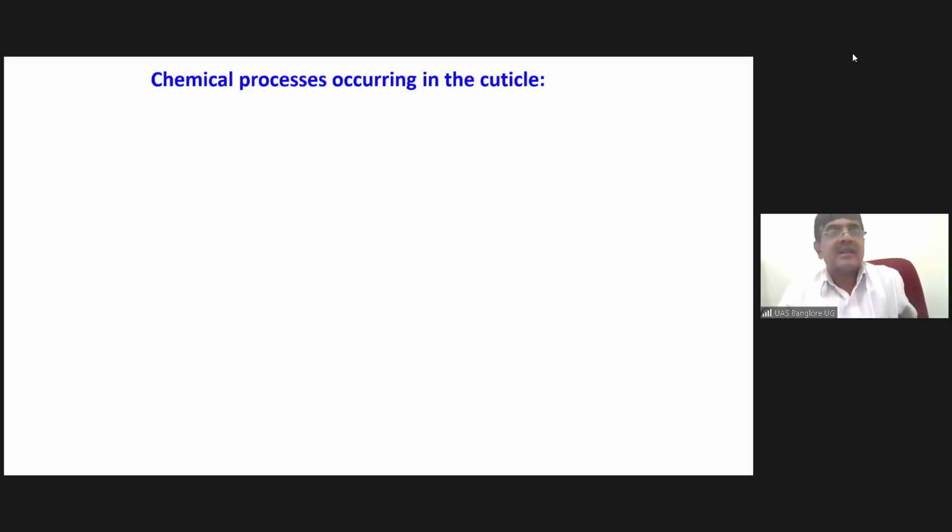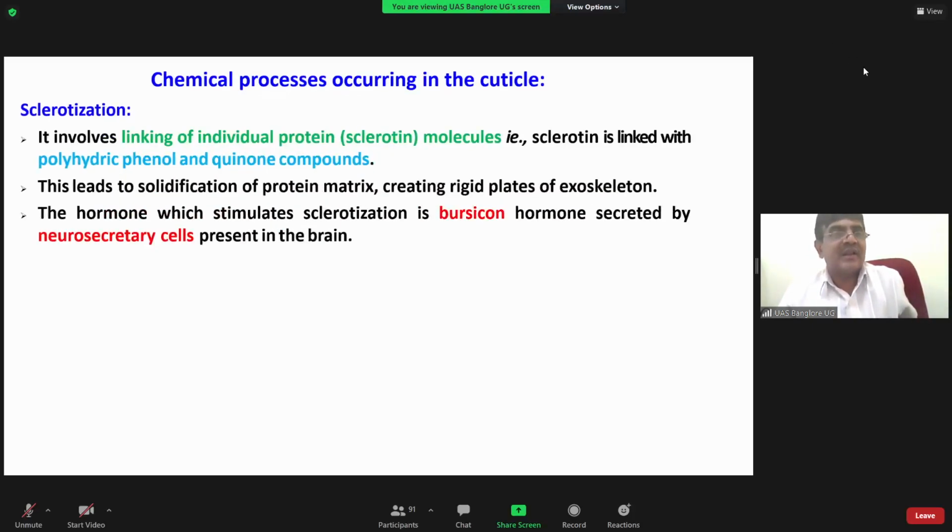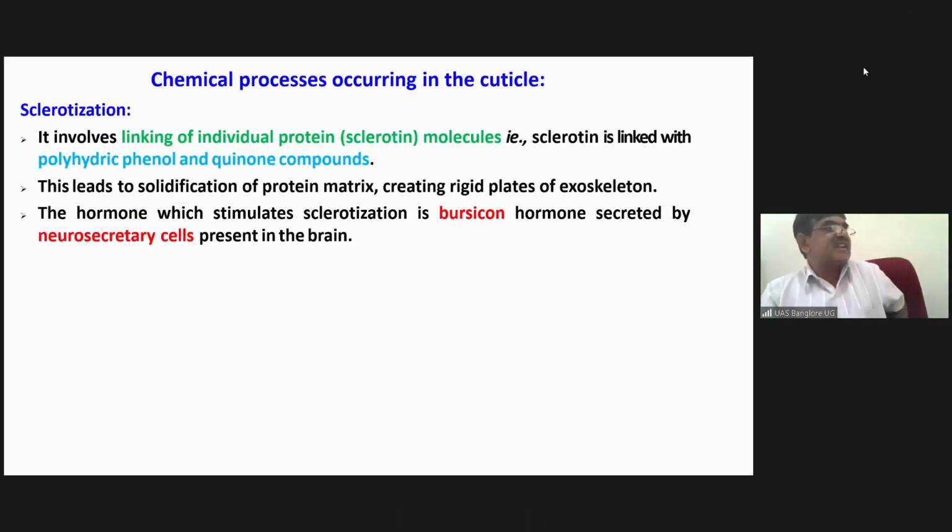So coming to the chemical processes that occur in the cuticle. I told you one is sclerotization, the other one is tanning. Sclerotization involves the linking of individual proteins, that is sclerotin molecules. What happens is sclerotin will be linked with the polyhydric phenols and quinone compounds. This process is called sclerotization.